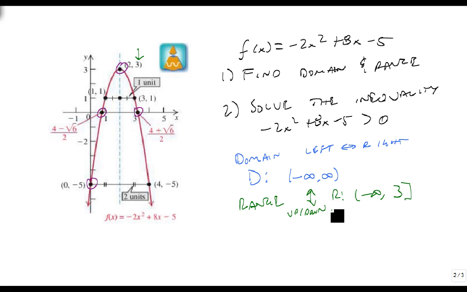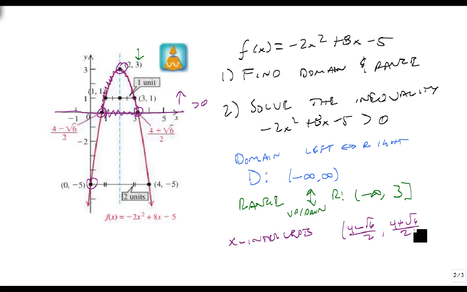The last part is the inequality, and we want to know when the output of this function is greater than 0. Well, here's 0, so we want to know when it's greater than 0, so we want to know when it's up here. And so the part of the graph that works is this part right here. So from here to here, so it's between our x-intercepts. So the x-intercepts end up being the points used when we're solving quadratic inequalities. So in this case, it goes from 4 minus the square root of 6 over 2 to 4 plus the square root of 6 over 2. And that gives us our answer.